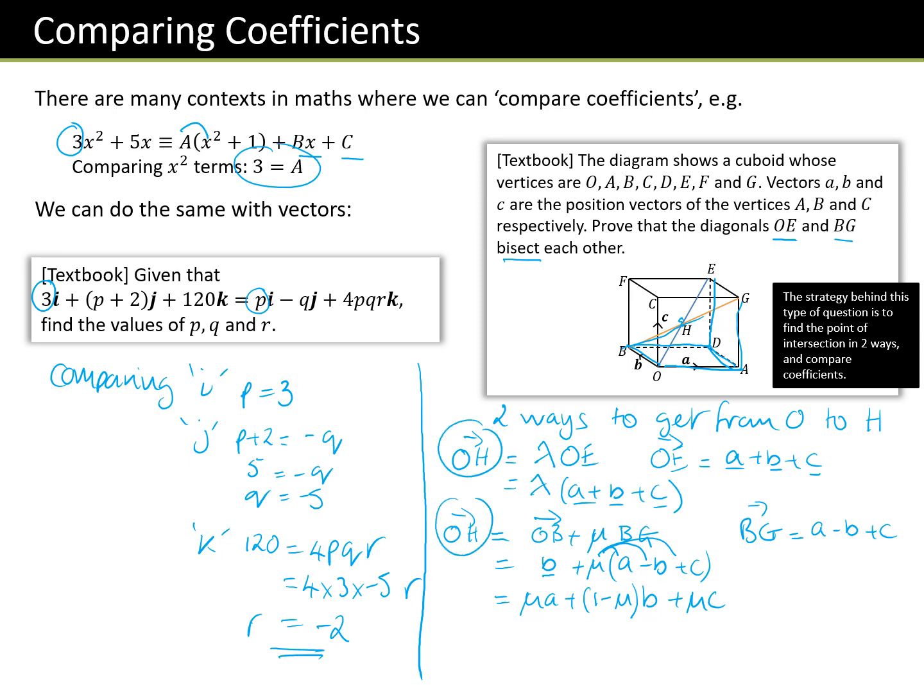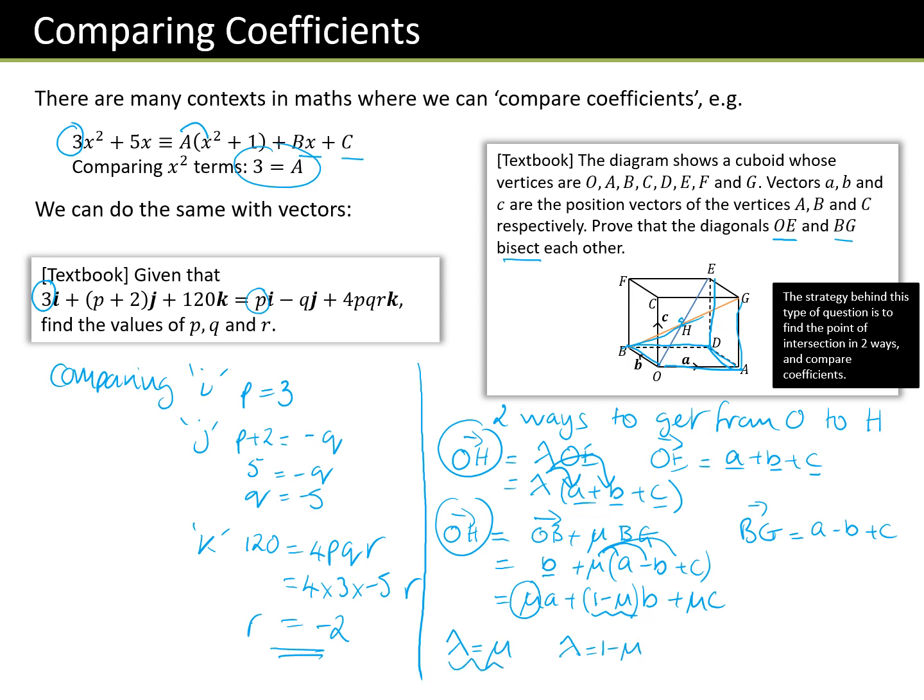Now comparing coefficients, we can see that if we take that lambda in, the lambda and the mu in front of the A must be the same. So just looking at those first components, the first vectors, we can see that lambda must equal mu, comparing the A's. Now compare the B's. You've got lambda B here, and then in front of B is 1 minus mu. So lambda is equal to 1 minus mu.